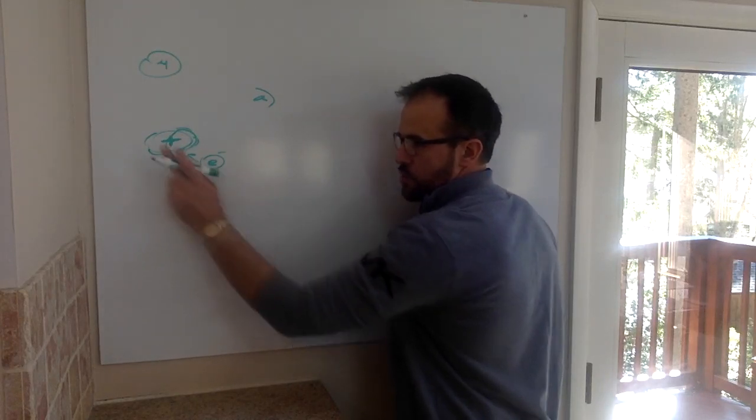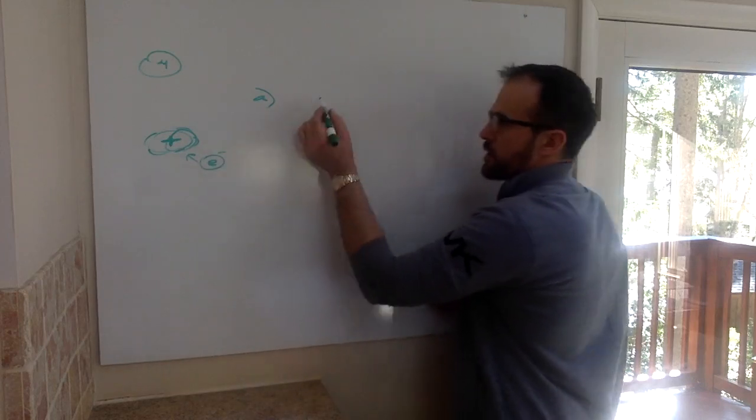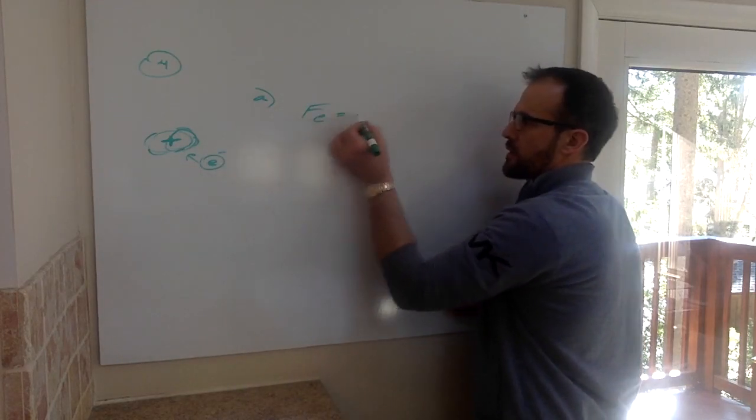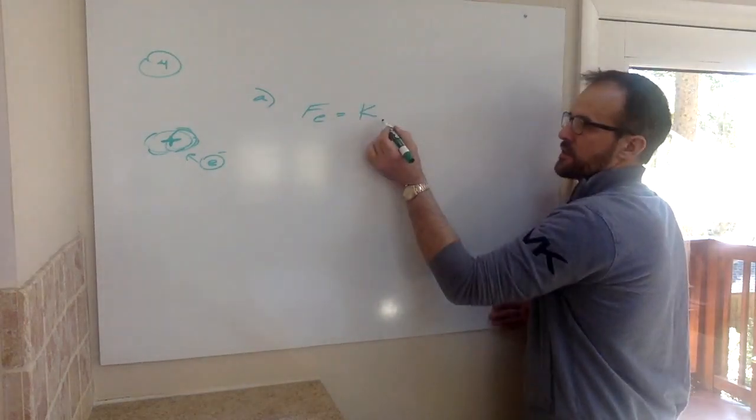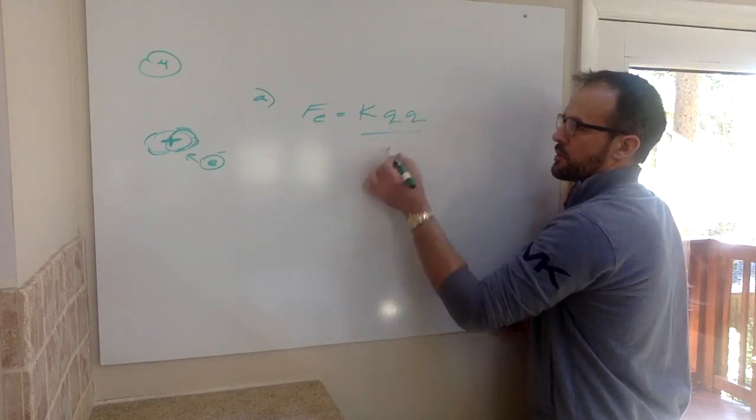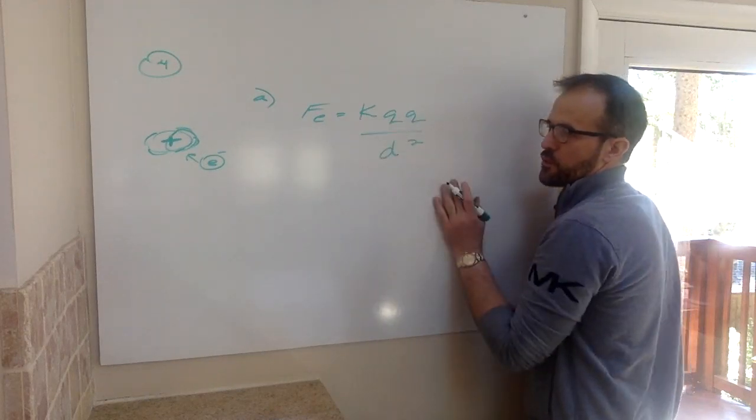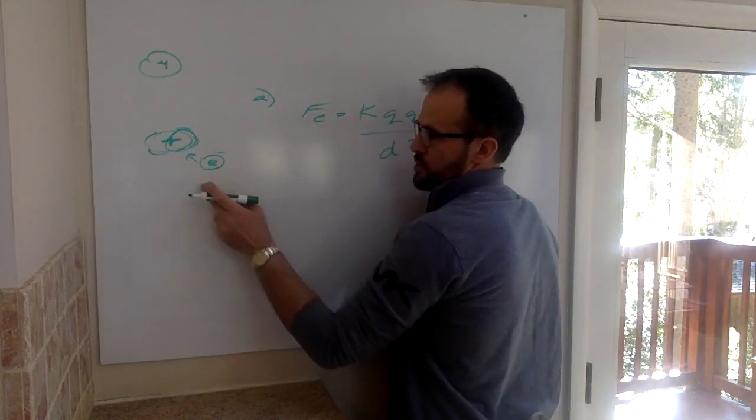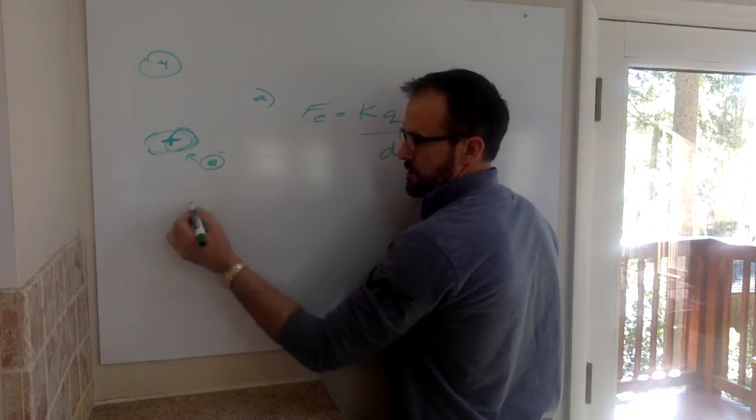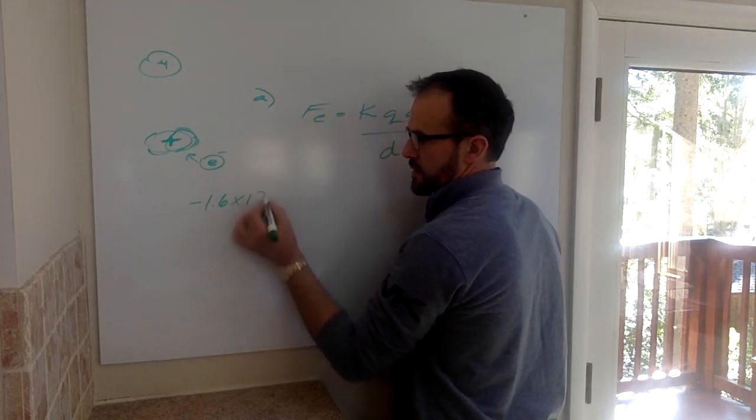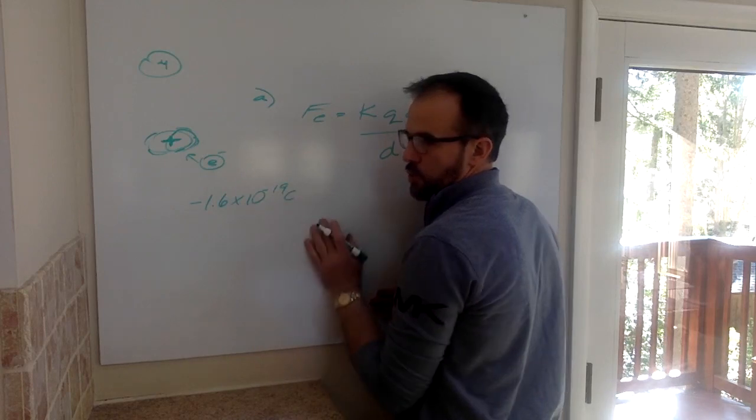So we can figure out the charge of both of these objects because we need Coulomb's law. Fe is K constant KQQ over D squared. So in order to use this, we need to know these two charges. We know the charge of the electron. It is negative 1.6 times 10 to the negative 19 coulombs.